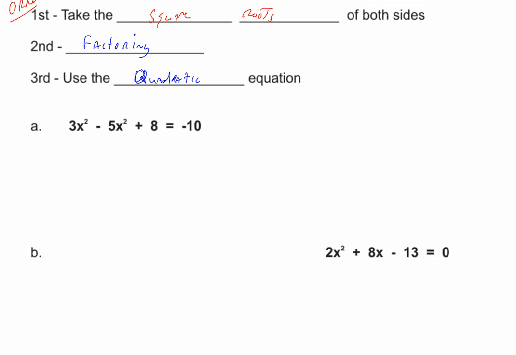So are we going to use roots? Are we going to use factoring? Or are we going to use the quadratic equation? All right, so there's your first example, and you make your decision. You have one of three choices: roots, factoring, quad equation. You decide.